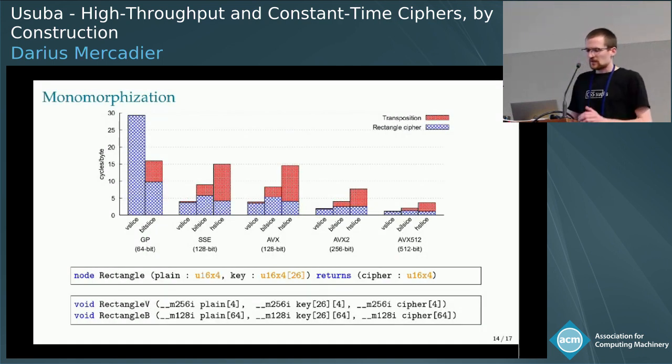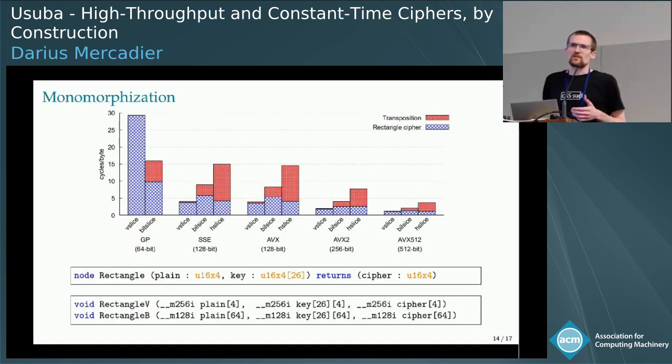And this does not just apply to shift rows, it's for the whole Rectangle. So from a single code of Rectangle, typed U16 times 4, you can generate V-slice code, bit-slice code, and H-slice code, targeting a lot of different architectures: general purpose registers, SSE, AVX, AVX2, AVX-512. Compare which of them is more efficient, which will depend on the slicing type and the architecture, and then choose which one you want to use for your application.